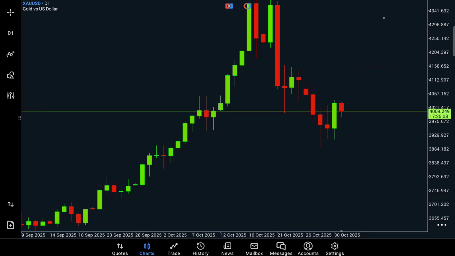Okay, for the daily time frame, as you can see there, after 3 days of continuous selling there was a bullish candle, that means yesterday's candle, and today it's also trying to go bearish. So let's check out what the possible movement for today can be.